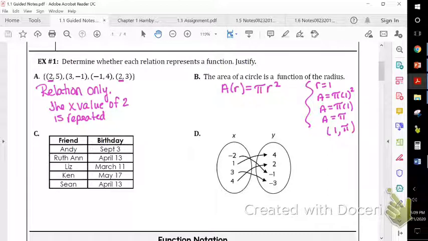So we end up with the ordered pair, our input of 1 and our output of pi. Okay? If I ever put in a 1, will I get a different y value? No. We only get pi. Every time we put 1 into that equation, we're always going to get pi. Therefore, it is a function. And that's because the area depends on what the radius is.